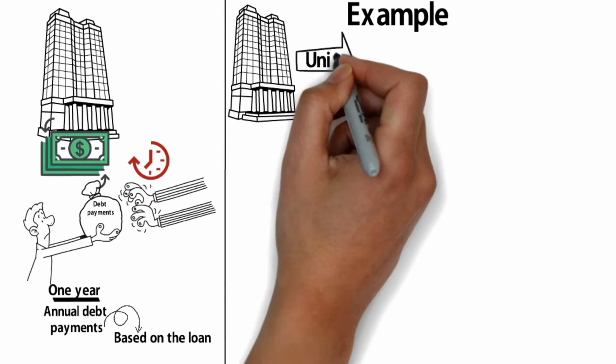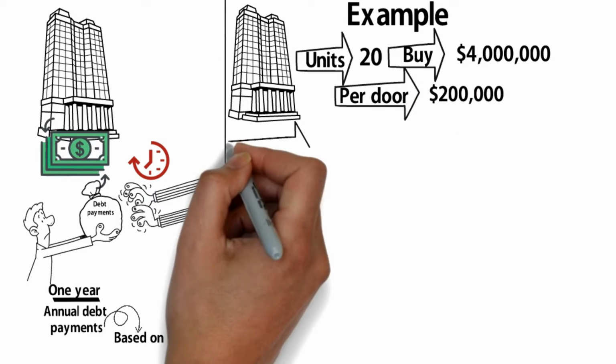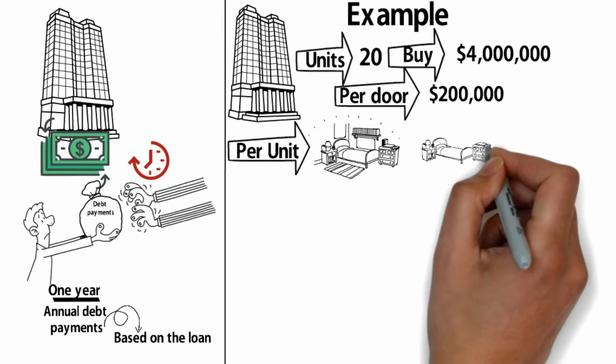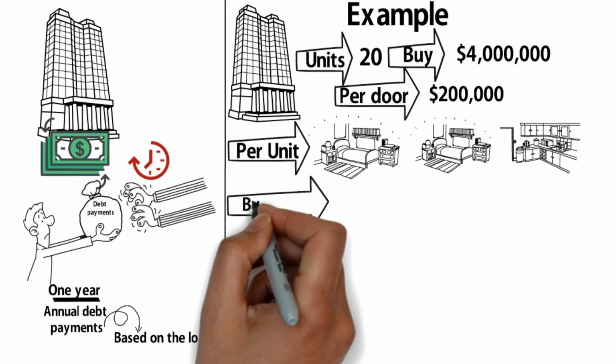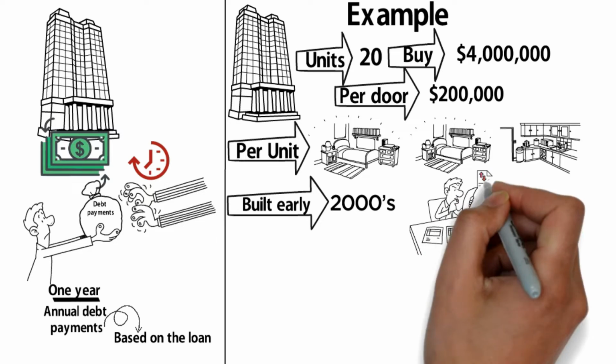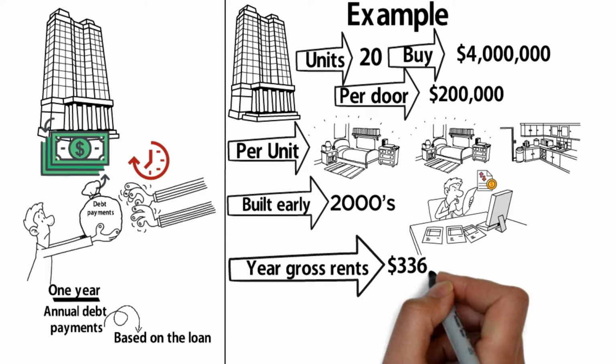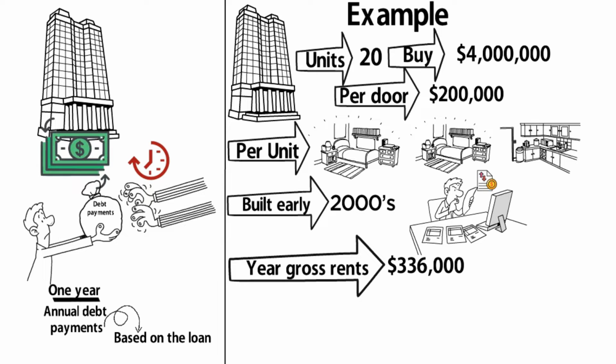Let's say you are buying a 20-unit apartment for $4 million, which means you are paying $200,000 a door. They are all 2-bedroom, 1-bath units, and it is built in the early 2000s. You look at the historical profit and loss statements and determine that they are generating $336,000 a year in gross rents.